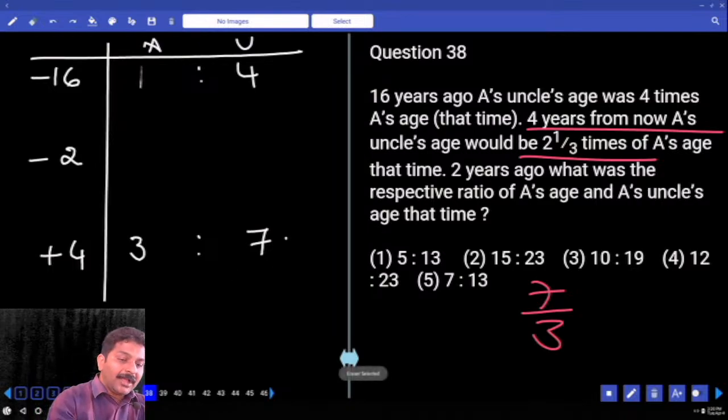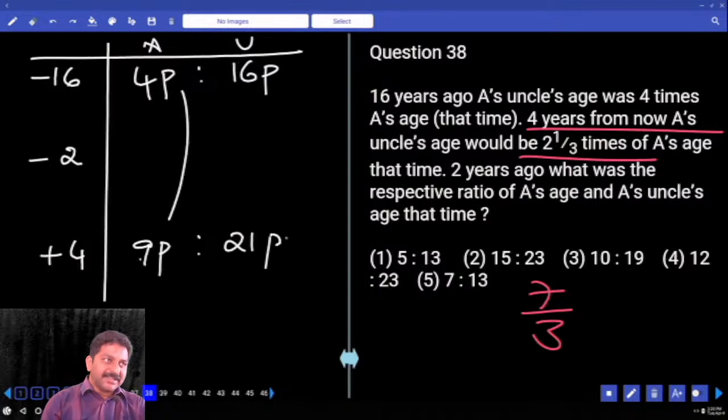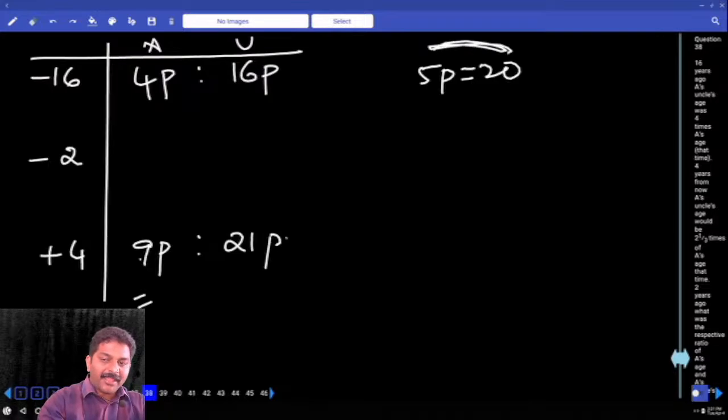So now I'll write 1:4 multiplied with 4. 4 parts and then 16 parts. Second ratio multiplied with 3. 9 parts and then 21 parts. Now for A how many parts increased? For uncle also? Because of? That means we can conclude 5 parts is equal to 20. 9 parts in the sense? 9 how many? 5 how many times is 20? 9 fours. 21 fours.